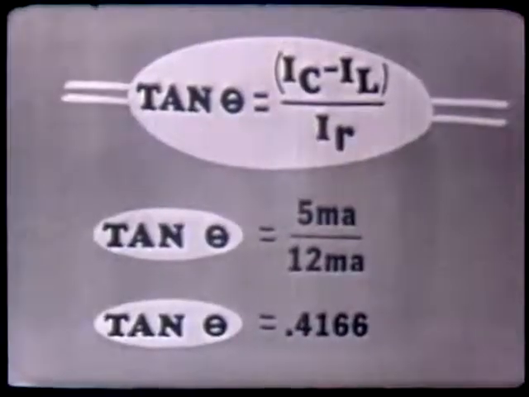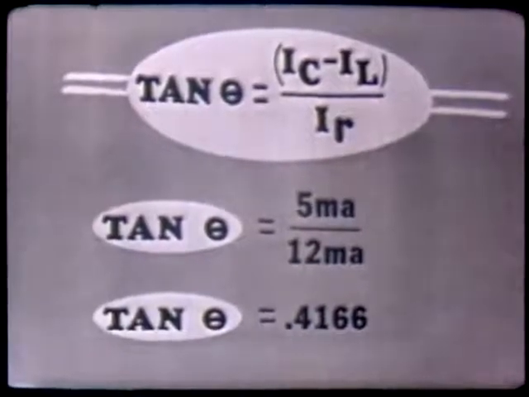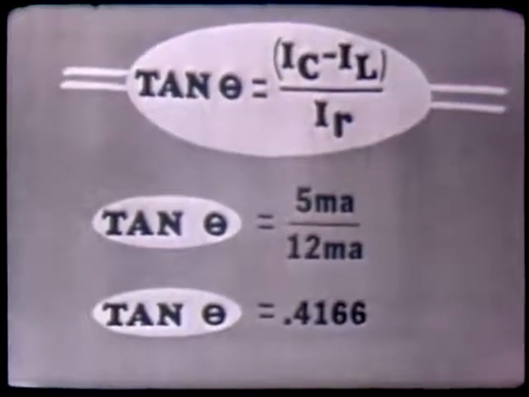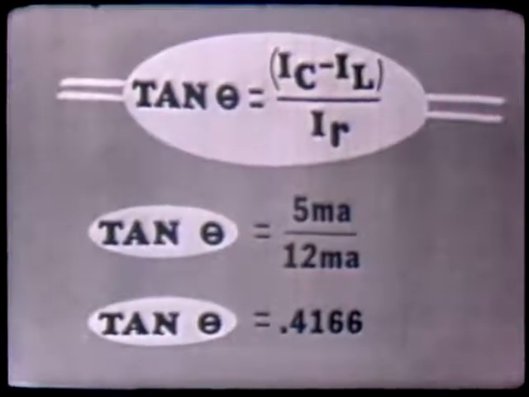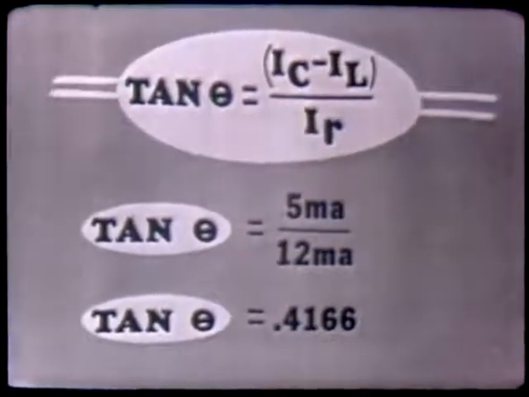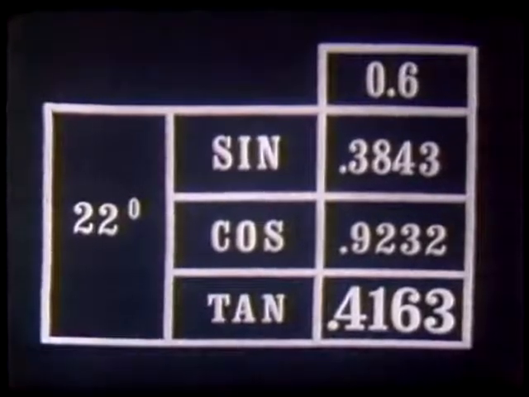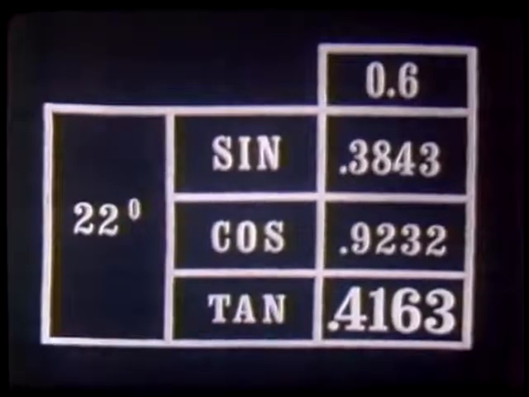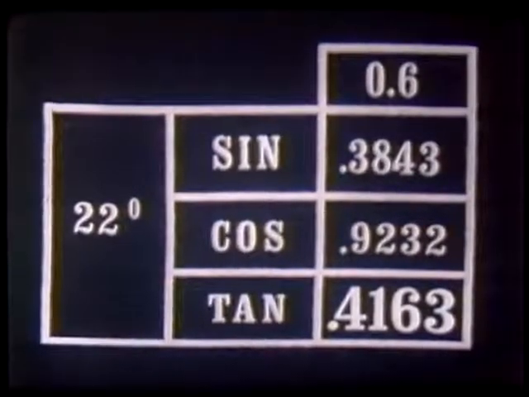What about the angle of our current? Well, we can use the tangent trig function rather than a protractor to determine this angle. And the tangent of angle theta is equal to IC minus IL divided by IR. Substituting into this then, you can see that the tangent of angle theta is equal to 0.4166. Looking at our trig table, we can see 0.4166 is nearest to the tangent of 0.4163, which once again is 22.6 degrees. So here we have determined our phase angle using our tangent trig function.